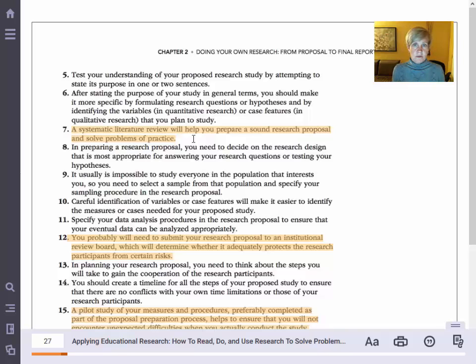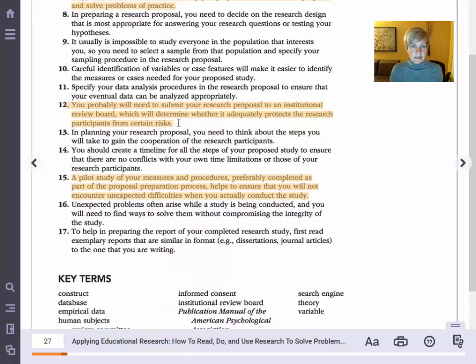It's systematic. You use search terms that are consistent along the way. That helps you to form and focus in on the question that you're really trying to answer or the problem that you're trying to address. Number 12, you probably need to submit your research proposal to an institutional review board, IRB. You'll hear me use this throughout the semester. Some of you are already familiar with this term, which will determine whether it adequately protects the research participants from certain risks. And that's really all it's about.